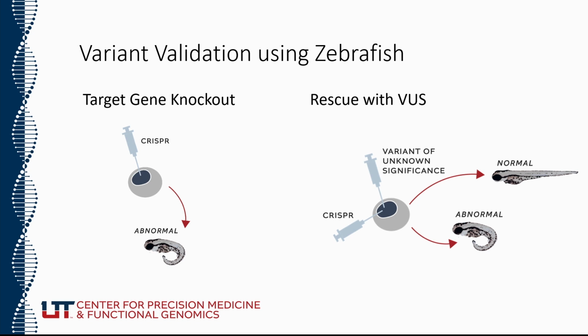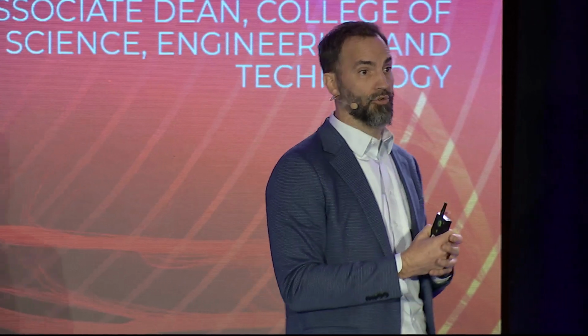The next step is you will do a second experiment where you knock out the gene of interest to generate the abnormality, but then you rescue it with the variant of uncertain or unknown significance. If that mutation is harmful, it causes an abnormality in the patient, you will get the abnormal development. If that mutation is harmless, or an innocuous or passenger mutation, you would get normal development. And so very quickly, within a matter of weeks, you can validate whether that variant of uncertain significance is actionable, whether it can be treated with the precision drug or not.